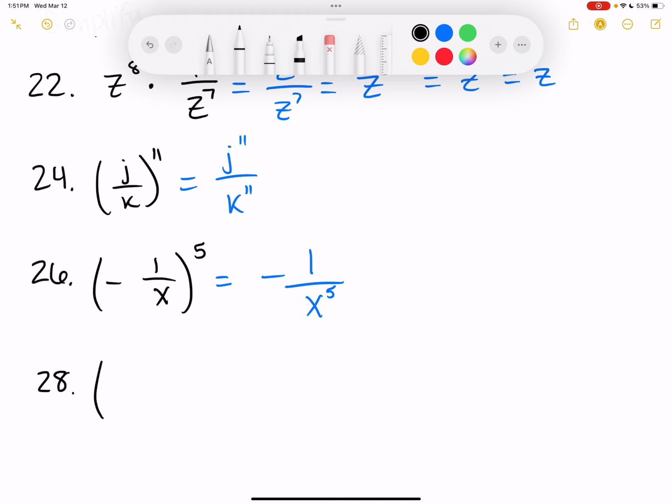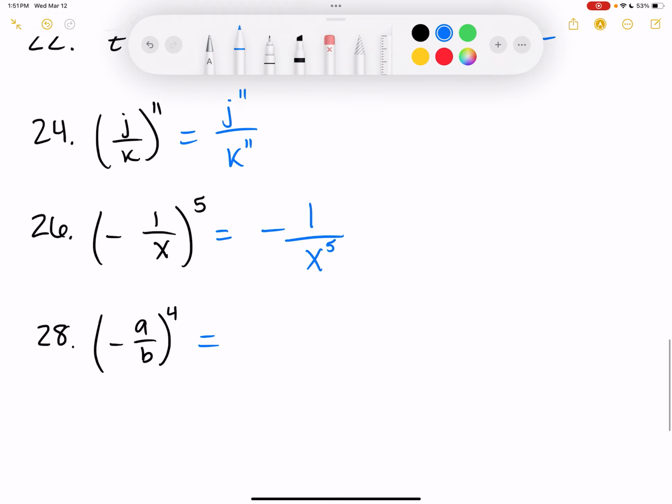28, in parentheses, negative a over b raised to the 4th. The same thing we've been doing as in Algebra 1, but it's positive this time. It's raised to an even power, so this one's going to be positive. So just for reference, I'm going to put the positive sign there. You don't have to do that. And then I would have a to the 4th over b to the 4th. So normally I would just write it as a to the 4, b to the 4, like that.